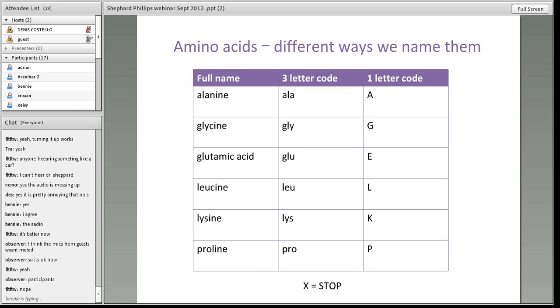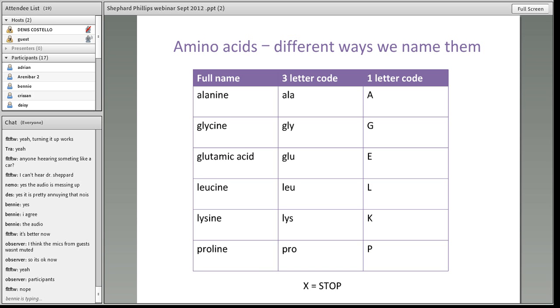Glutamic acid also starts with a G, but G's already been taken by glycine, and so we use the next letter that's closest to the G in the alphabet that hasn't already been taken, and that's E. There's no amino acid that starts with E. Leucine is L, lysine is K, because the L has been taken by leucine, and so we use the next letter in the alphabet, which is K, and proline is P. And as I said, X is stop.